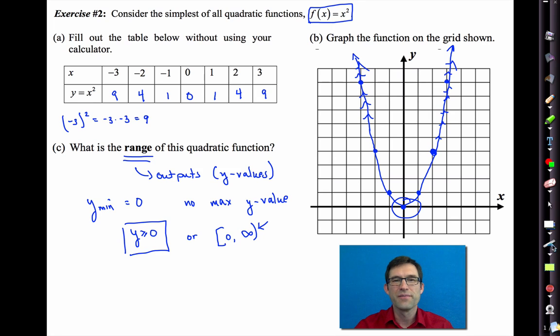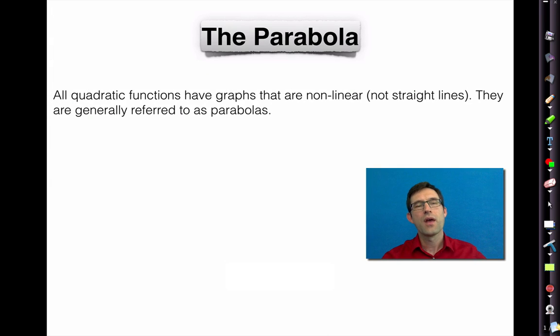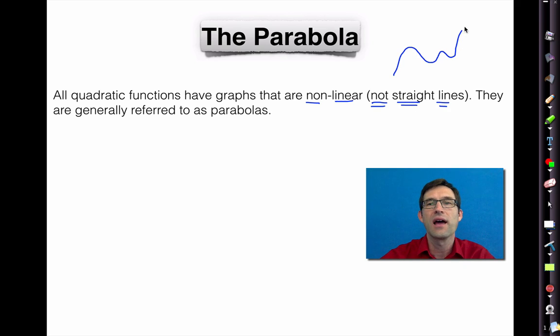All right, let's clear it. Okay, so all quadratic functions have graphs that are non-linear. Non-linear means graphs that are not straight lines. They curve. Ooh, that is a non-linear graph versus this, which is a linear graph. Okay?